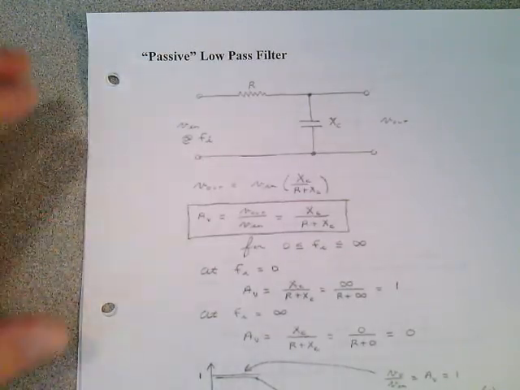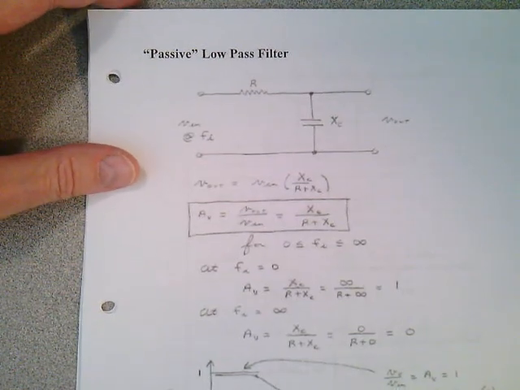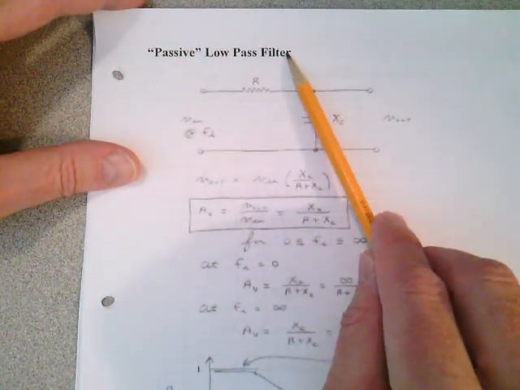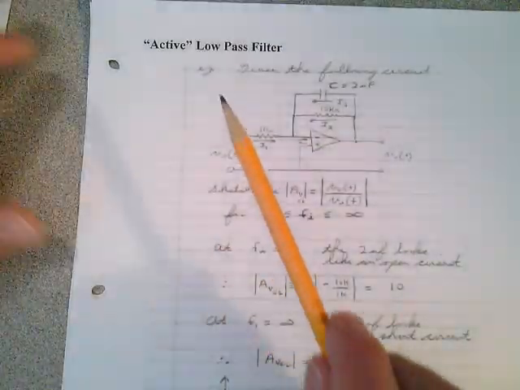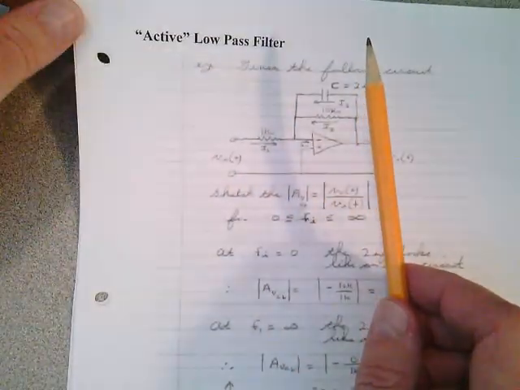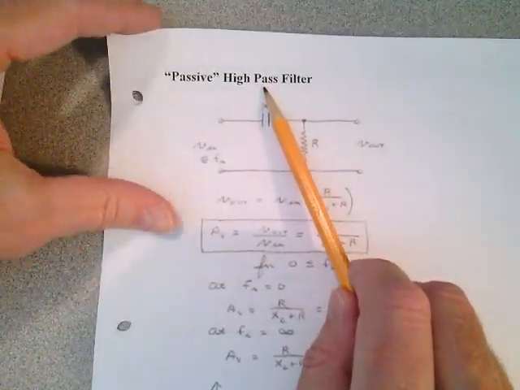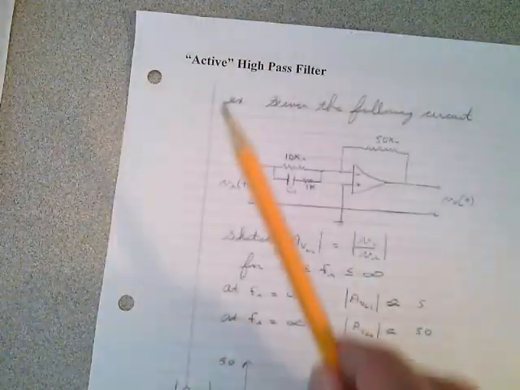We're going to start on page 33. As a quick summary here, we're going to look at a passive low-pass filter. Then we're going to look at an active low-pass filter. Then we're going to talk about a passive high-pass filter. And then finally, we're going to discuss an active high-pass filter.